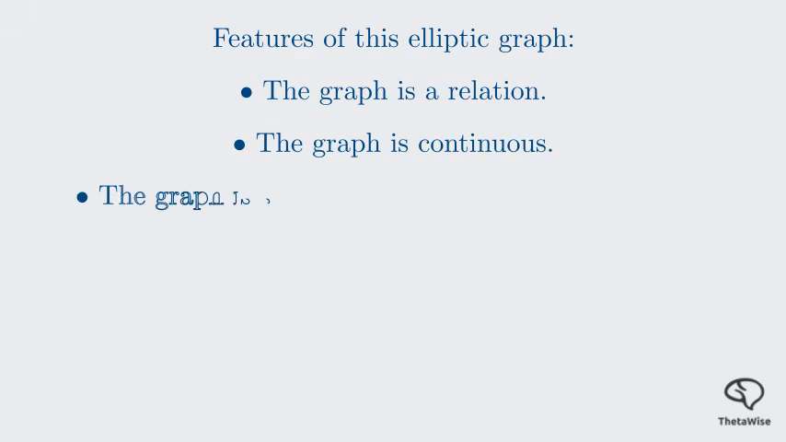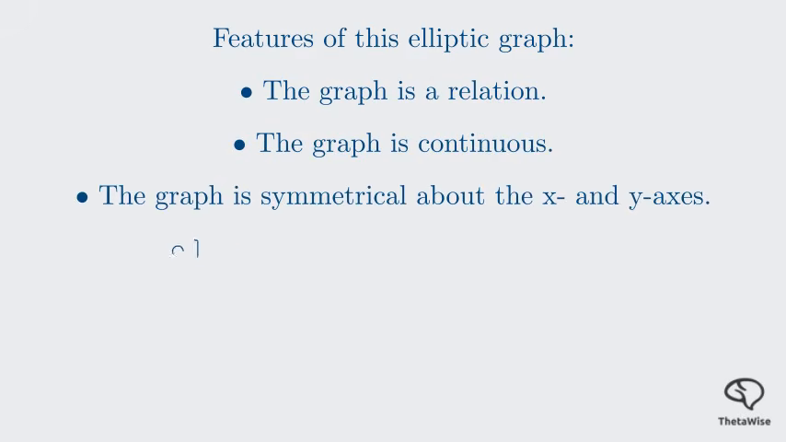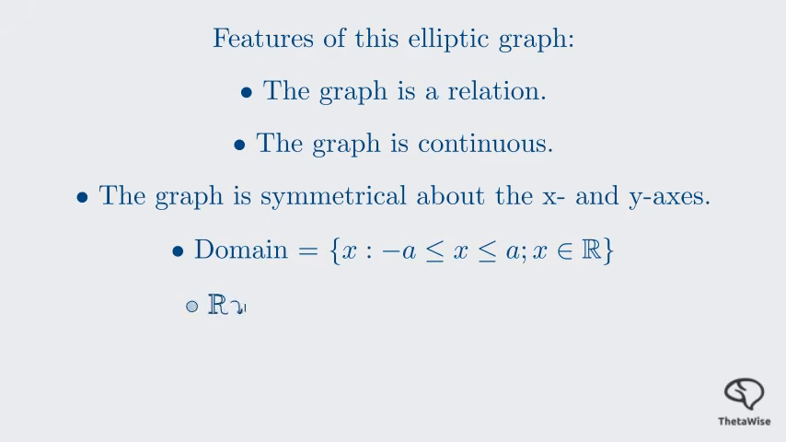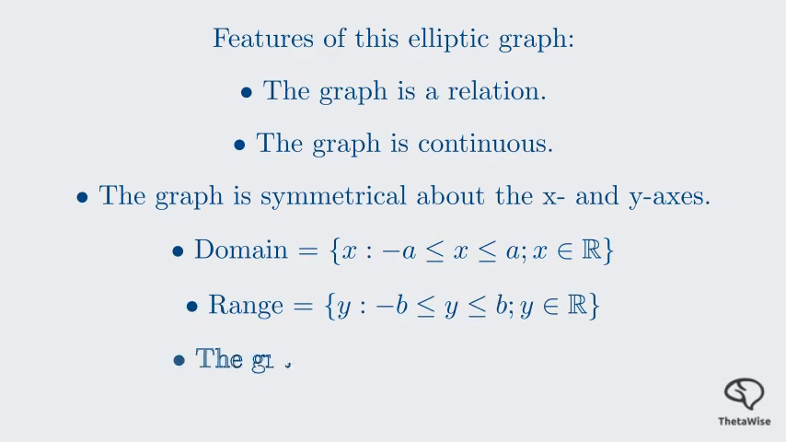An ellipse is perfectly symmetrical about both the x-axis and the y-axis. The domain of an ellipse centered at the origin is restricted. The x values exist only between minus a and plus a. Similarly, the range of the ellipse is also restricted. The y values only exist between minus b and plus b. Lastly, the graph has no inverse function. This is a direct consequence of it being a relation, not a function. It fails the horizontal line test.